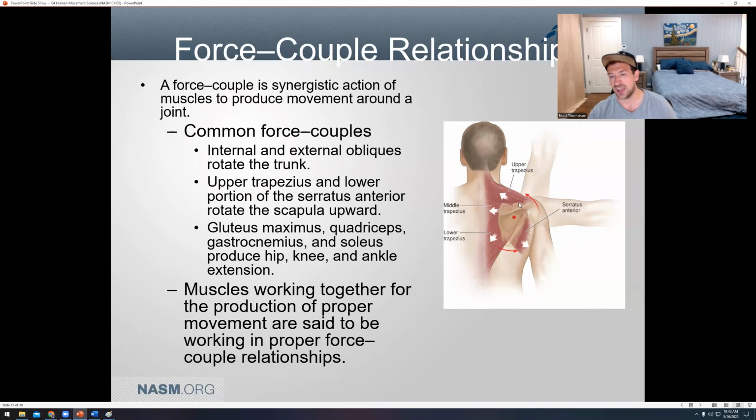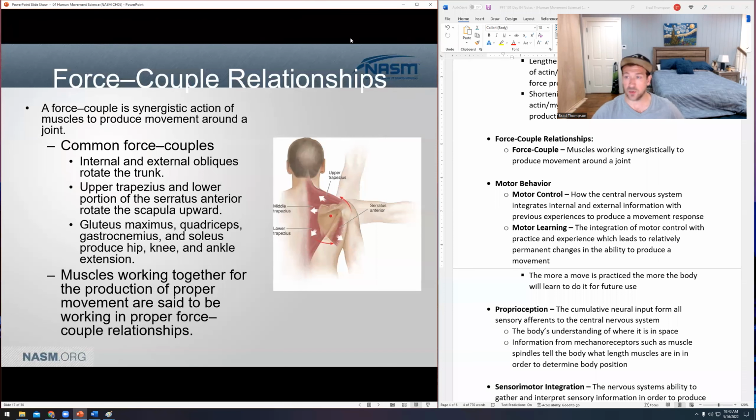So if you're moving your scapula, your upper trap pulls this way, your middle trap pulls this way, your lower trap pulls this way, and your serratus anterior pulls this way. Don't worry about having those memorized just yet. But you can see, if I pull all four of those directions, it creates a rotary movement in that bone, and that allows it to swing. And now my shoulder joint here, this little humerus bone, is able to swing the way I want it to. So that's how force couples work.